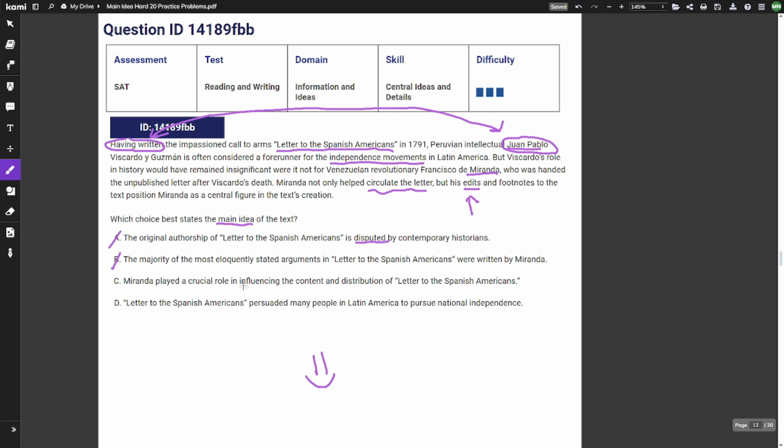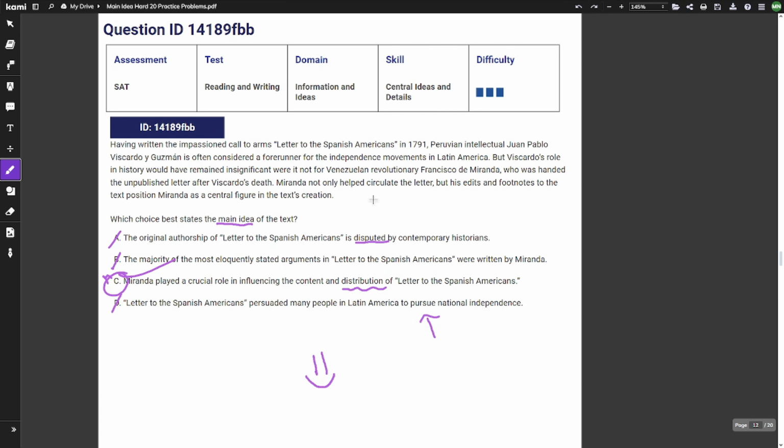He played a crucial role in influencing the content and distribution of this letter. And this one is true, because right here it says he helped circulate the letter, so he did help distribute it. So our answer might be C. And then D. This letter persuaded many people to pursue national independence. I mean, it says once right here that it's considered a forerunner for the independence movements, but it really never goes in depth about this topic right here, so it's not gonna be D, which means that our best answer is C.